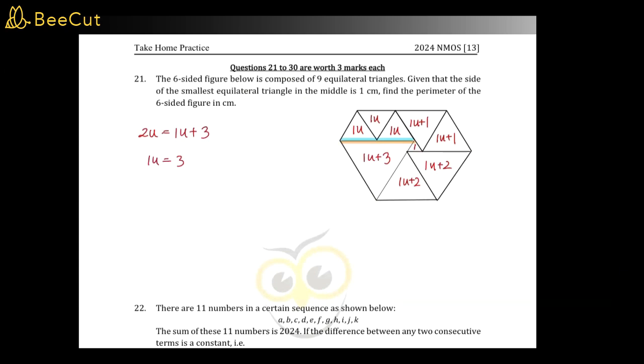So let's label it in the figure. This is 3, 3, 4, 4, 5, 5, 6. So we add all the sides together. 3 plus 3 plus 4 plus 4 plus 5 plus 5 plus 6. This equals 30. That's the perimeter of the 6-sided figure.